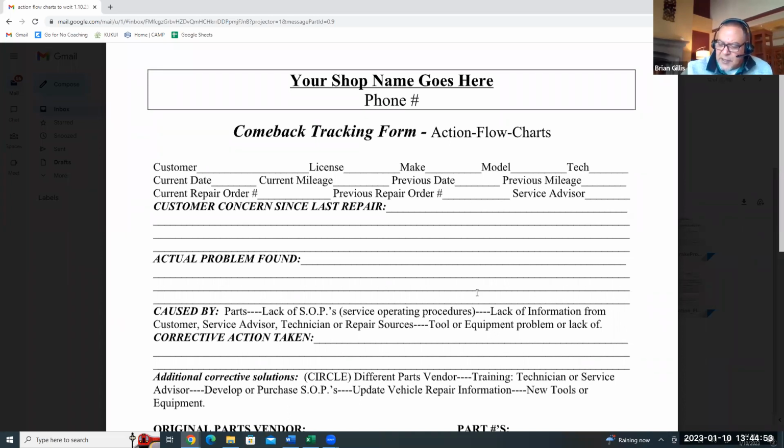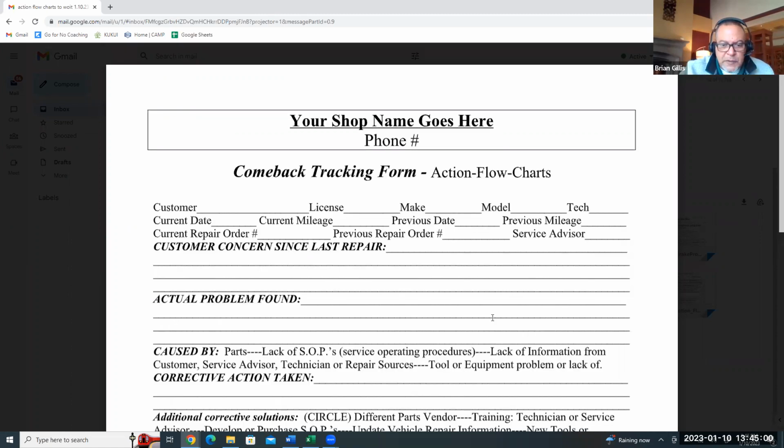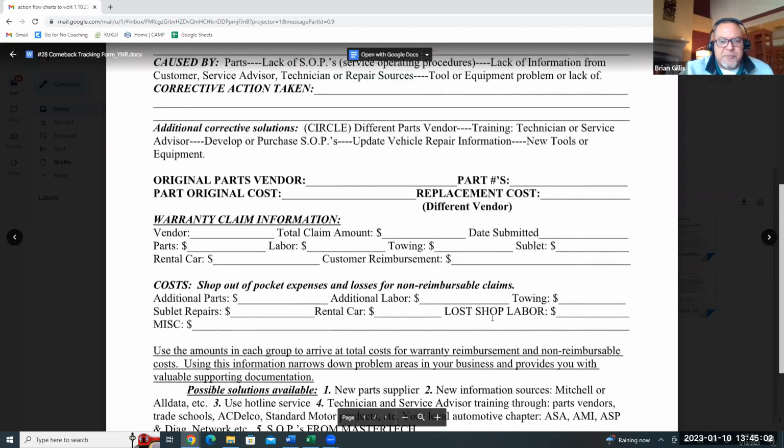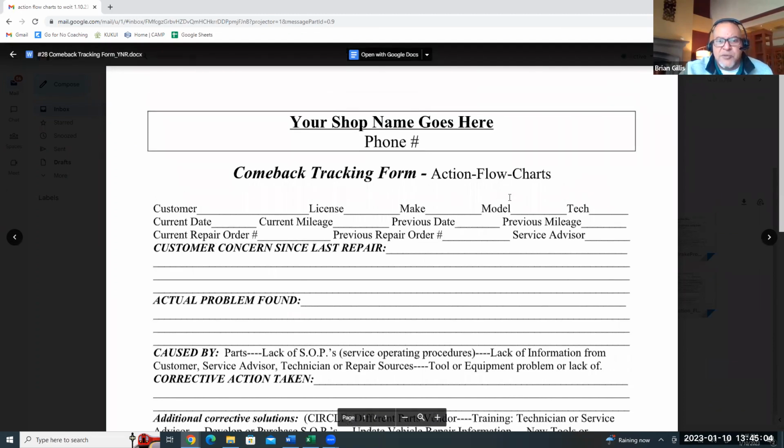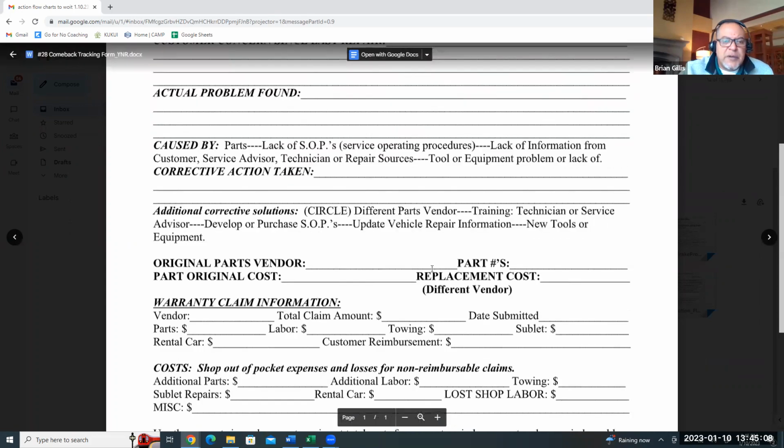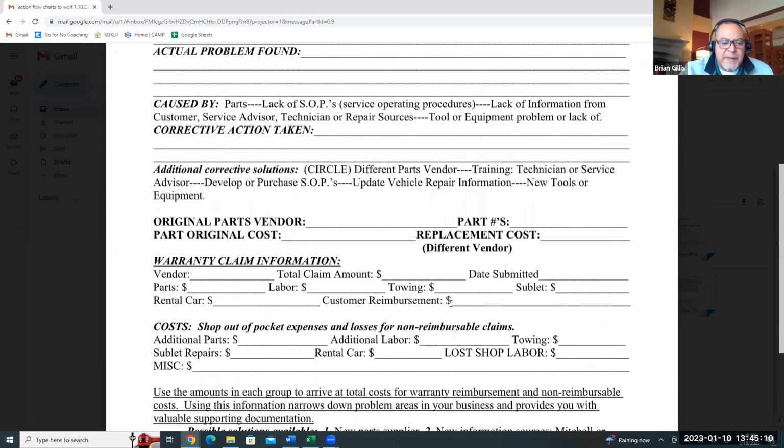And there's just shy of 50 of these in there. This is just a handful of them. And this one, of course, is the comeback tracking form, Jim. So you have a chance to get a look at that there.